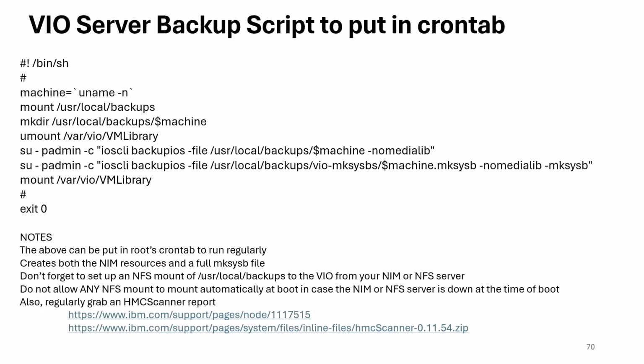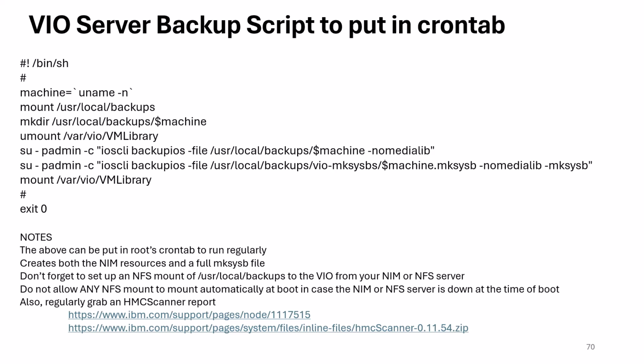So I have a script that runs on my VIO servers in a cron tab that basically unmounts the file-backed optical directory, or the media library, because for a while there was a bug where even when you said no media lib, it still tried to back it up. And then I run my backup, which creates just a regular backup NIM resources tar file, and I run a second backup which creates a pure mksysb file, and then I remount the media library.